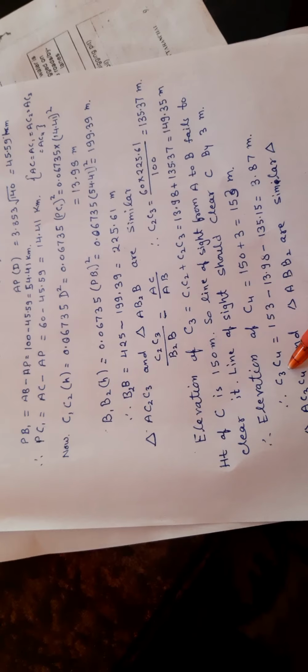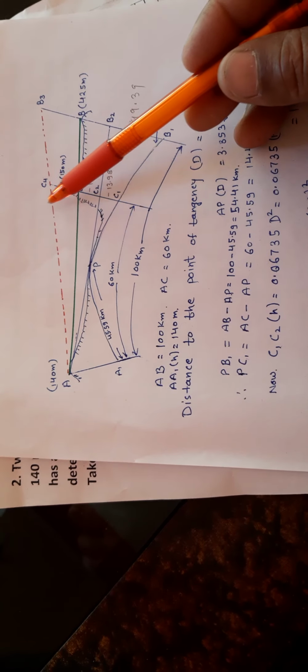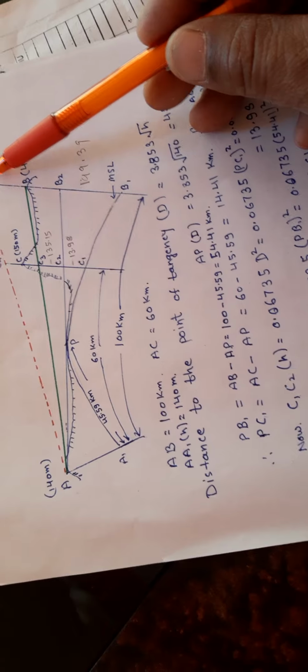And value of C3, C4 from this diagram will be 153 minus 13.98 minus 135.15, 3.87 meter.